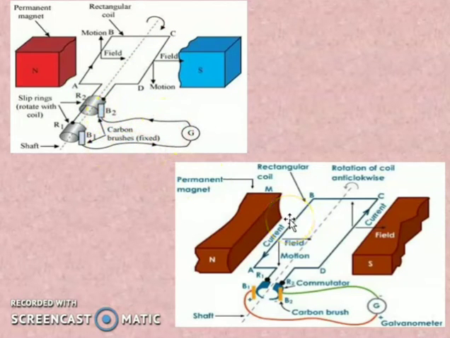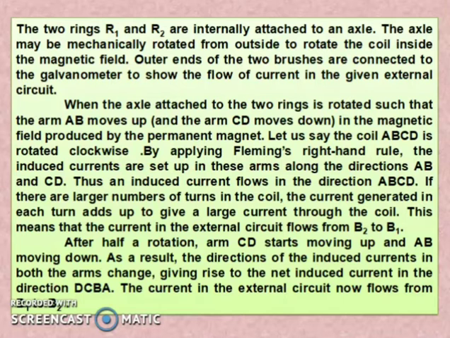Next, during the second half rotation, the rotation of the coil is in an anti-clockwise direction. In the anti-clockwise direction, CD moves in an upward direction and BA moves in the downward direction. At that time, the current flows along DCBA, and in the other case, along ABCD. The current flows from the split ring B1 to B2. So the current in the external circuit now flows from B1 to B2.